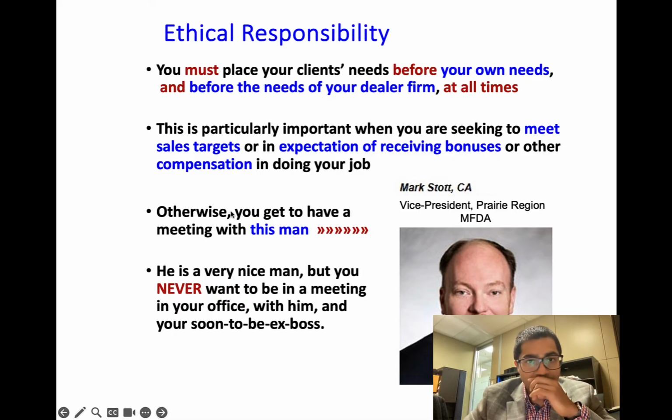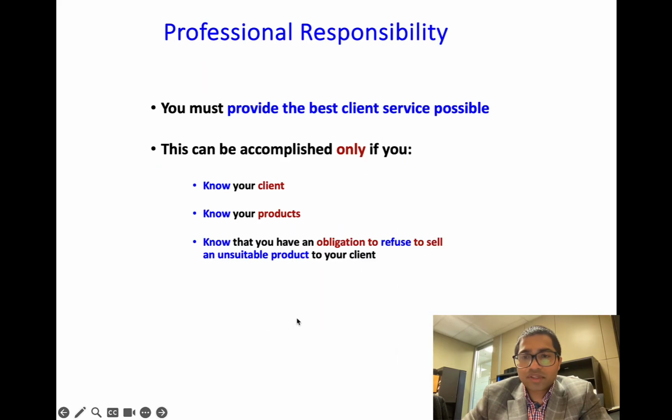Otherwise, you get to meet this man, that is the MFDA head, vice president, the Prairie region, right? The person keeps on changing, but the idea is if you breach the law, breach the ethics, then you need to pay for it by meeting an ombudsman. But he's a very nice man, but you never want to be in a meeting in your office with him or soon-to-be your ex-bosses.